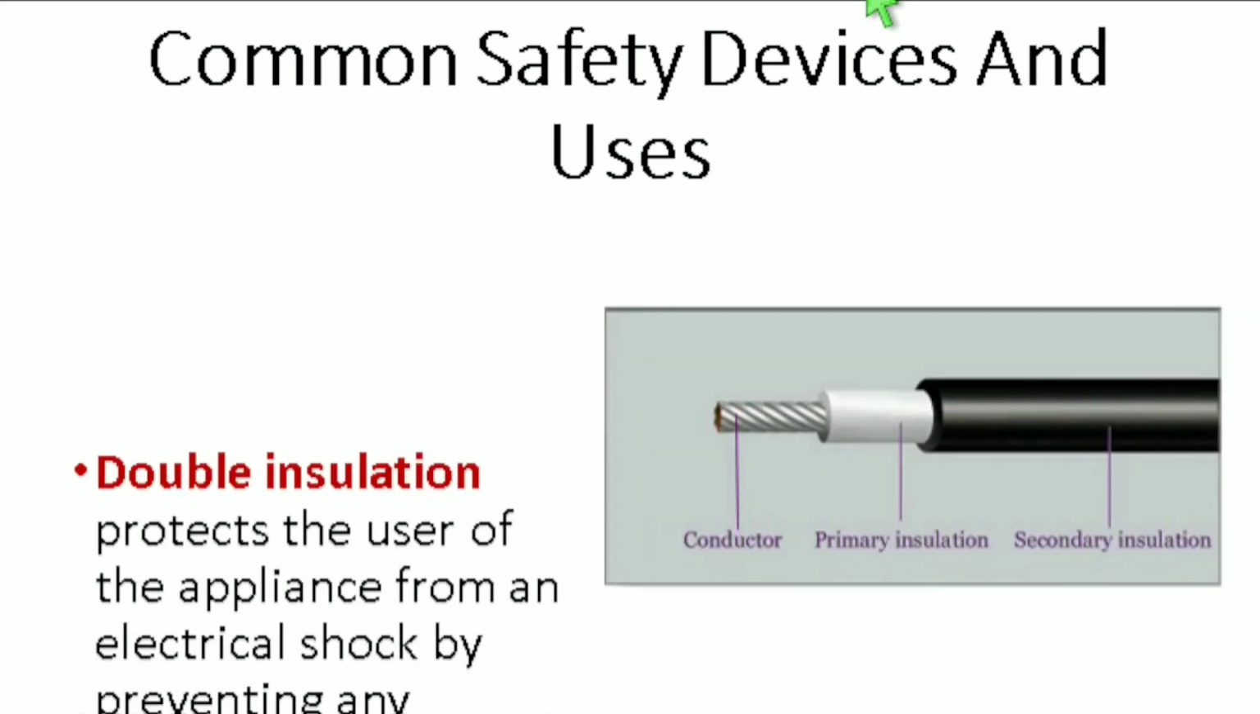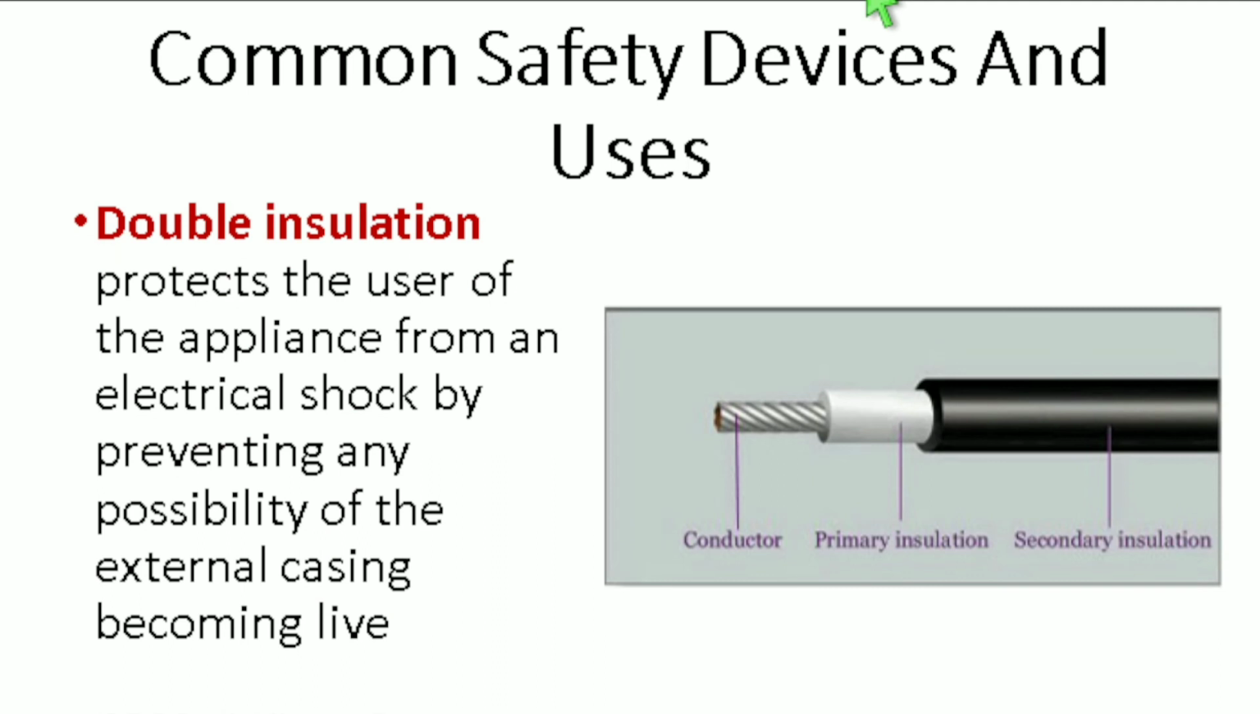Next is the double insulation. It protects the user of the appliance from an electrical shock by preventing any possibility of the external casing becoming live. So these are the safety devices that we must have at home. What safety devices do you have at home? Can you now tell the use of that safety device?